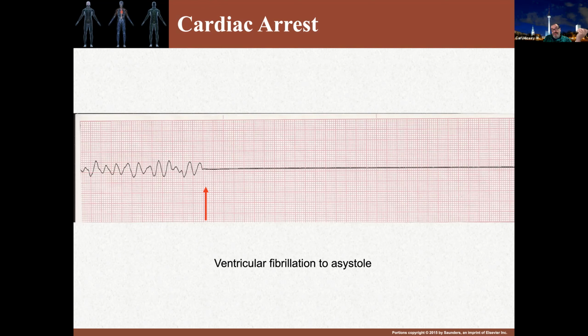Secondary asystole happens when extrinsic factors cause a malfunction in the heart's electrical conduction system.